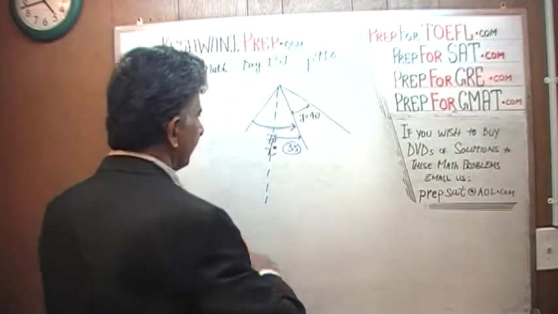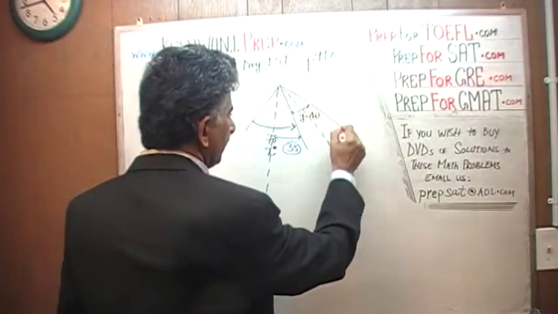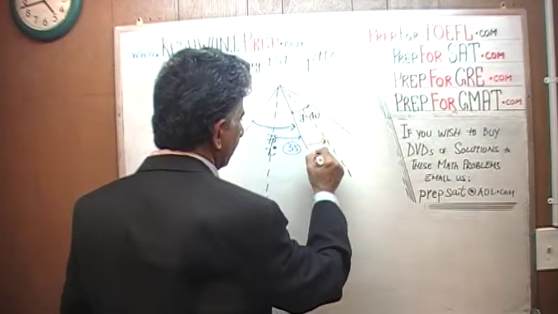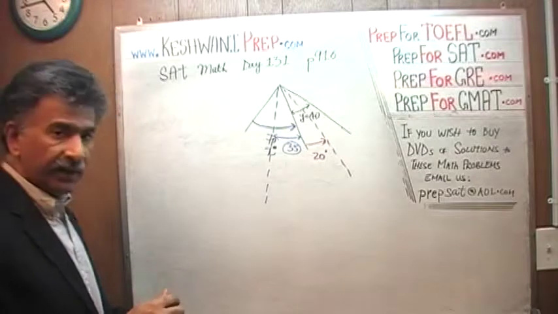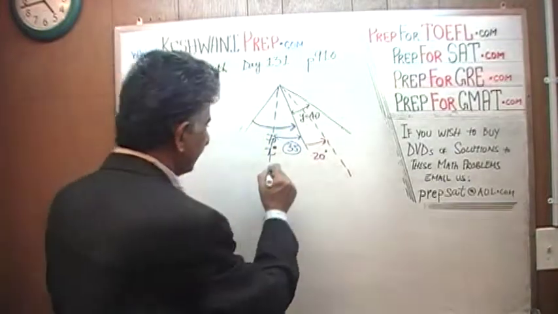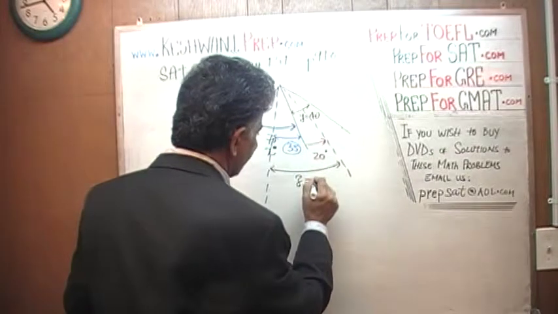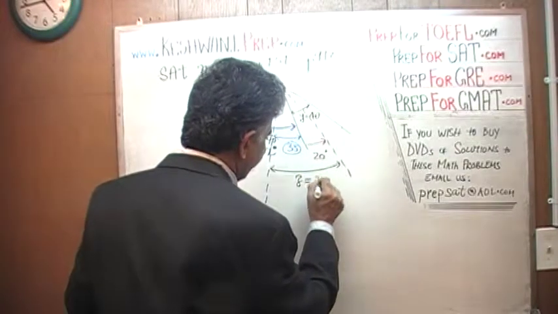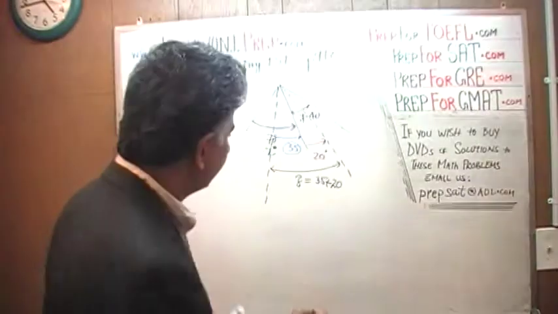Similarly, if we take this guy and cut it in half, from here to here is going to be 20. And that's your z. The angle z that they're asking for is this guy right here, from here to here. That's your z, which is 35 plus 20. And that will be answer choice E.